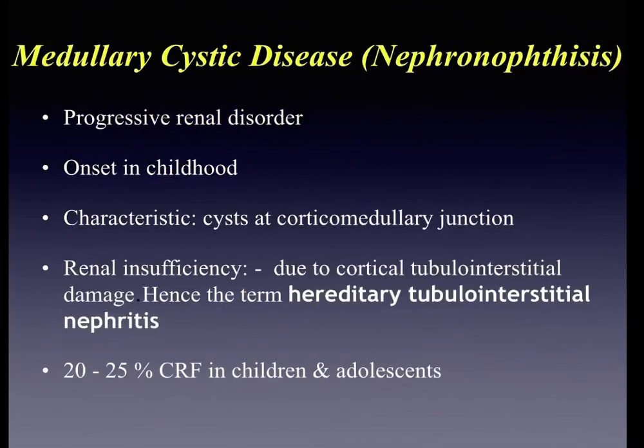Now, medullary cystic disease or nephronophthisis is a progressive renal disorder. The onset is usually in childhood, and it characteristically shows cysts at the corticomedullary junction. The cause for renal insufficiency here is cortical tubulointerstitial damage. That's why it is also known as hereditary tubulointerstitial nephritis. It is the cause of about 20 to 25% of CRF in children and adolescents.